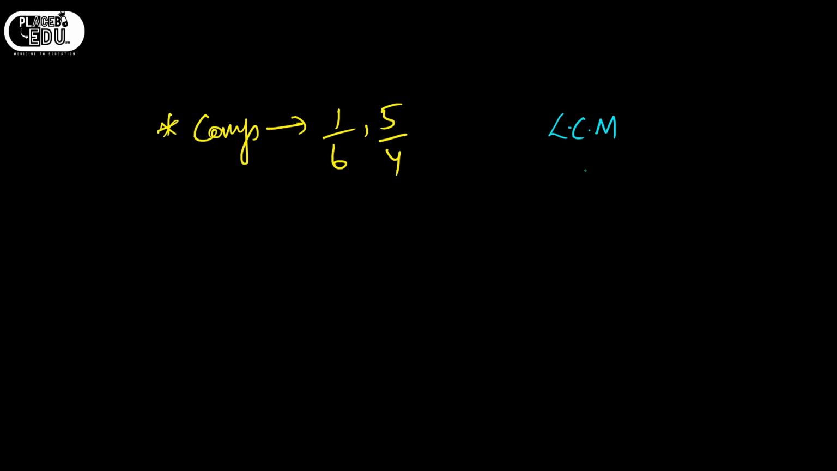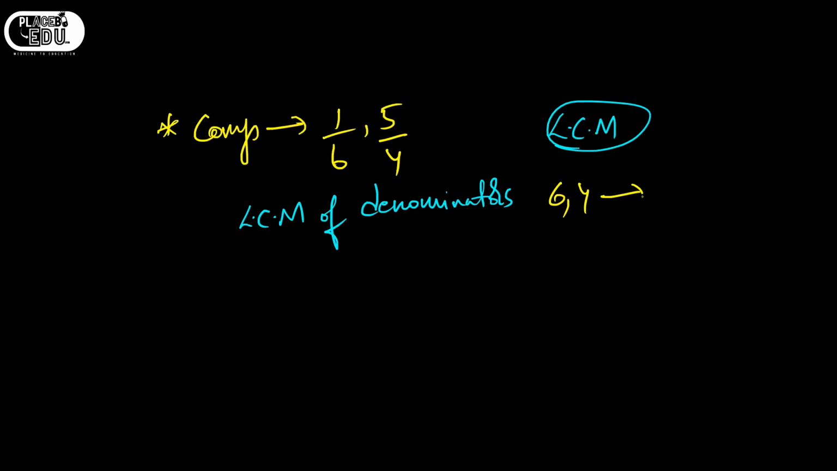We have to use the tool LCM, but which numbers' LCM should I find? You have to find the LCM of denominators. LCM of denominators. Understood? So I have to find the LCM of denominators. Here the denominators are 6 and 4, and the LCM is nothing but 12.